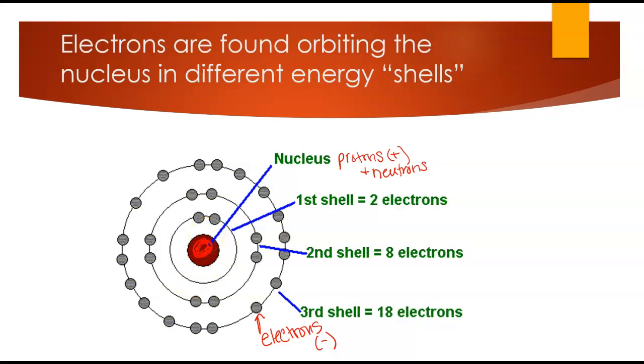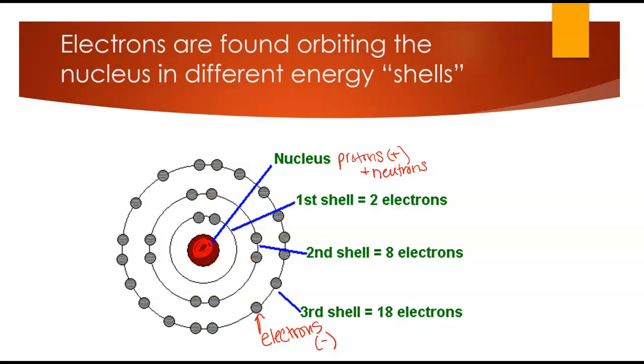They're energy shells. Each energy shell can only hold a certain amount of electrons. This first shell can only hold 2 electrons. The second shell can hold 8 electrons: 1, 2, 3, 4, 5, 6, 7, 8. The third shell can hold 18 electrons. There are other shells outside of that as well, but for our purposes, we would probably never go past the third energy shell, which holds 18 electrons. So this is visually what this atom is going to look like.